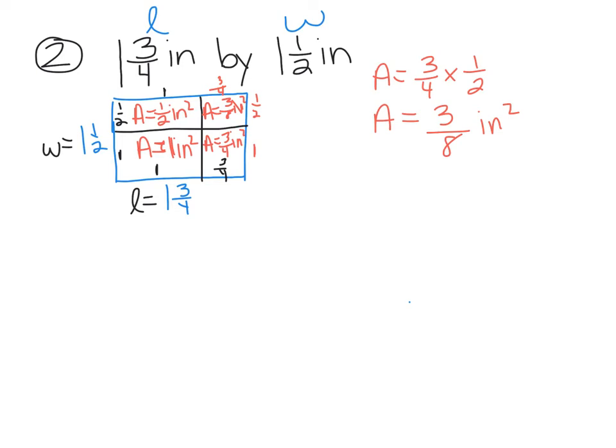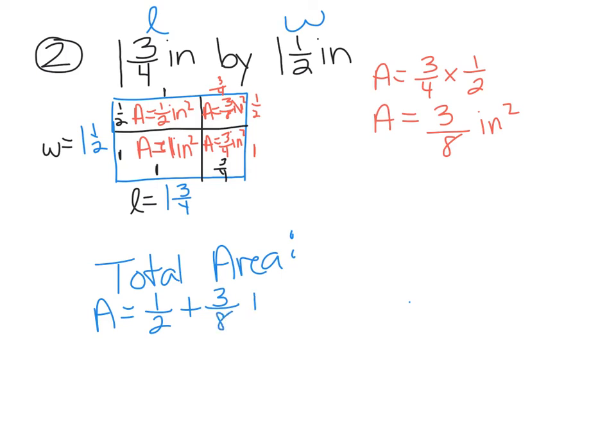So now I have to find the total of the areas, and I have to add each box together. So total area. I label these so I can keep my work straight. A is equal to 1 1/2 plus 3/8 plus 3/4 plus 1. I just want to round in a circle.